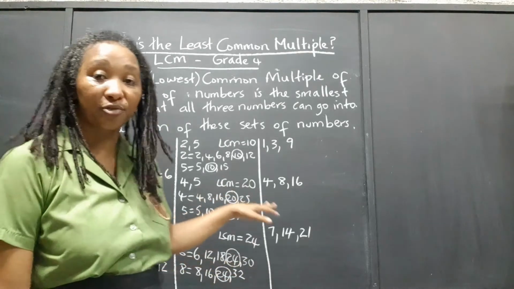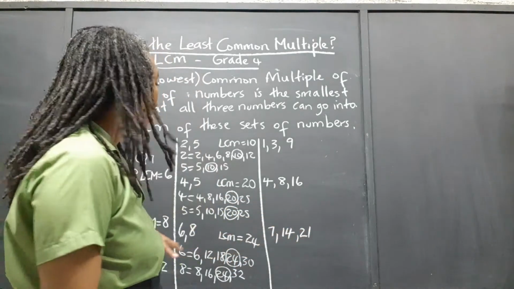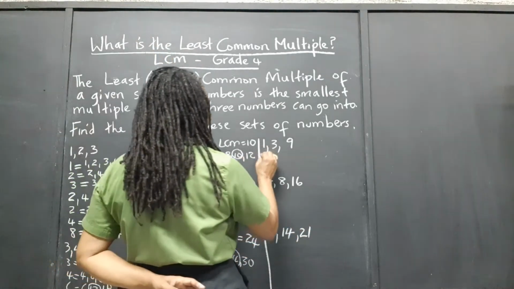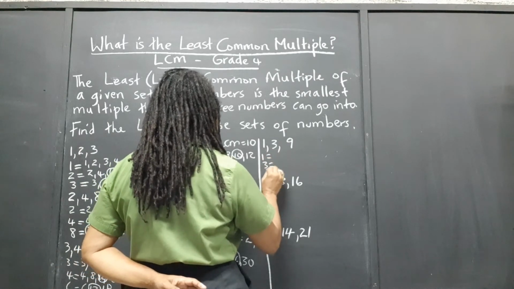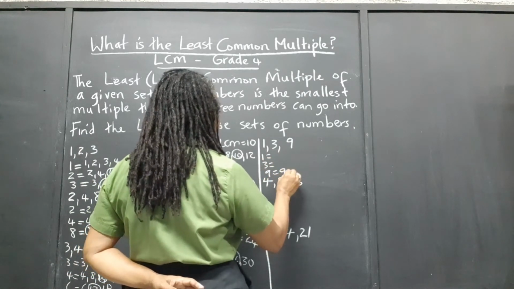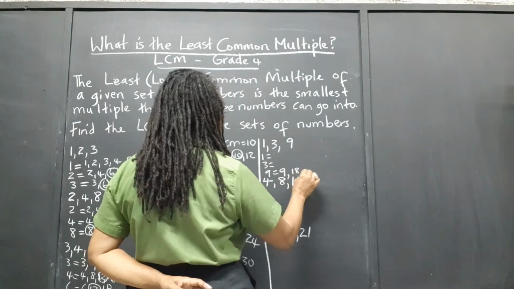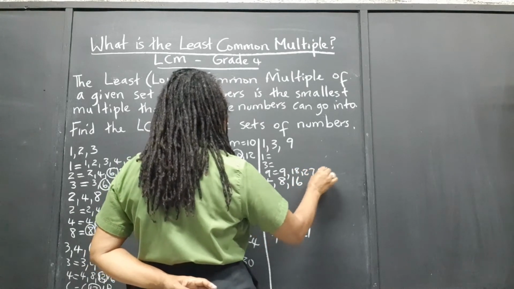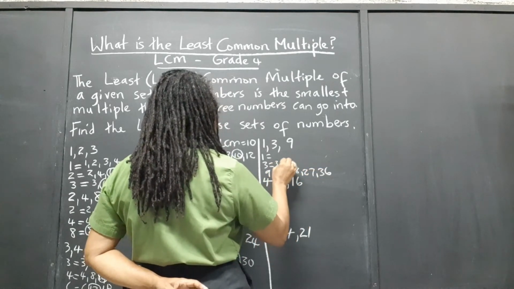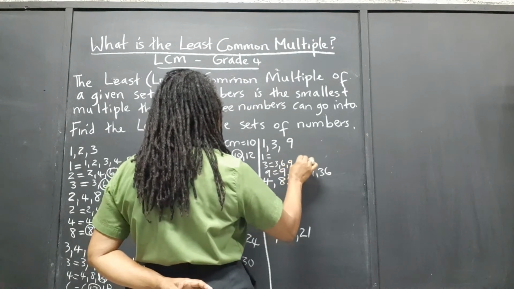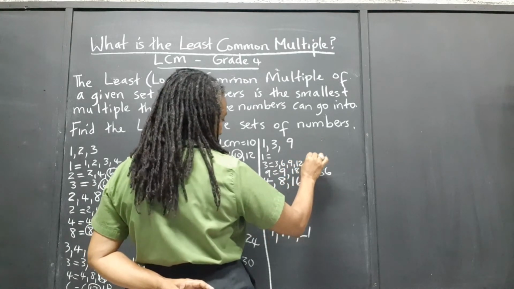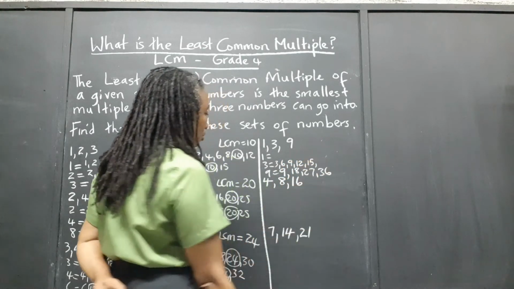Alright, so we have 3 to go. The 1, 3, and 9. So the 9 times table is 9, 18, 27, 36, and for 3, it's 3, 6, 9, 12, 15. Do we see any yet?